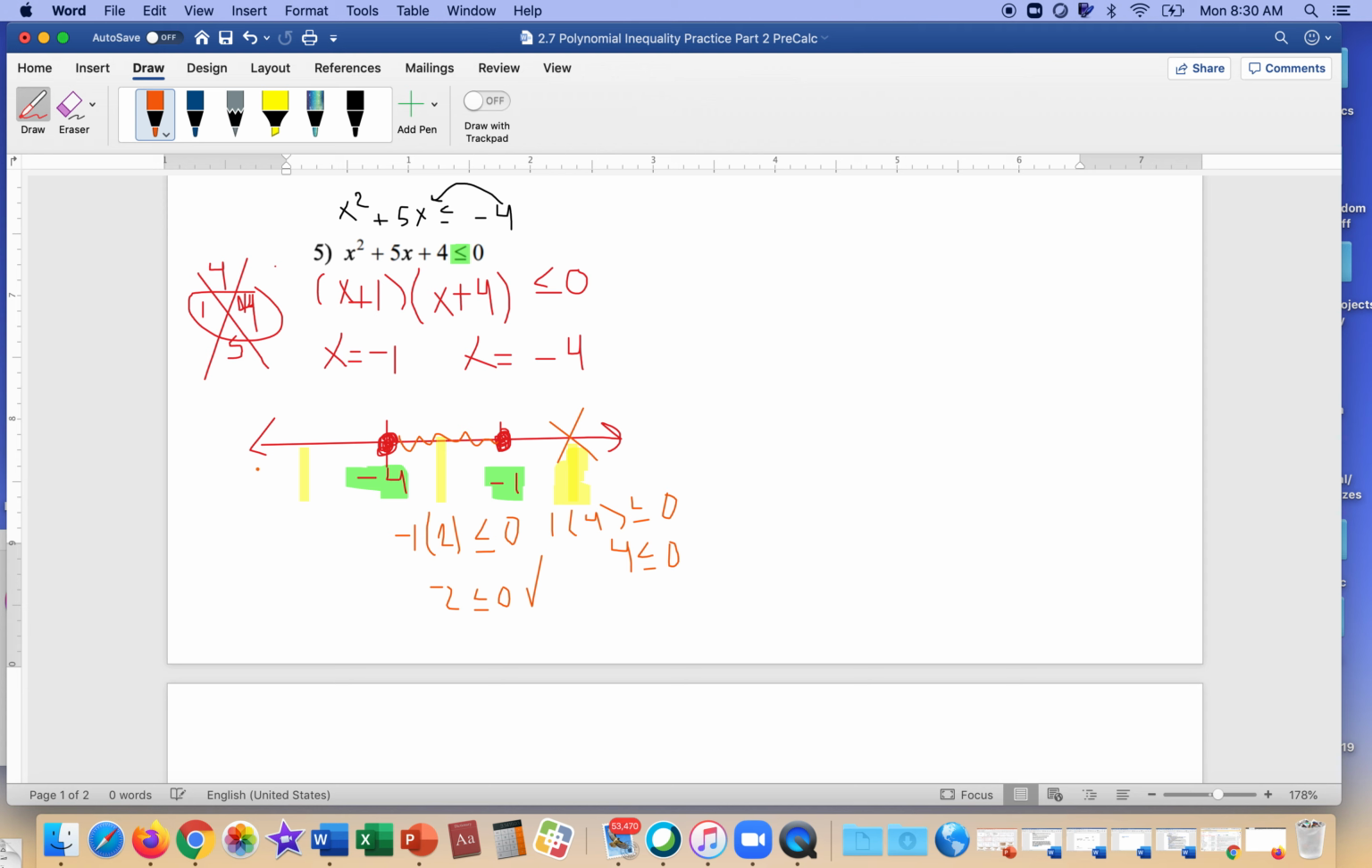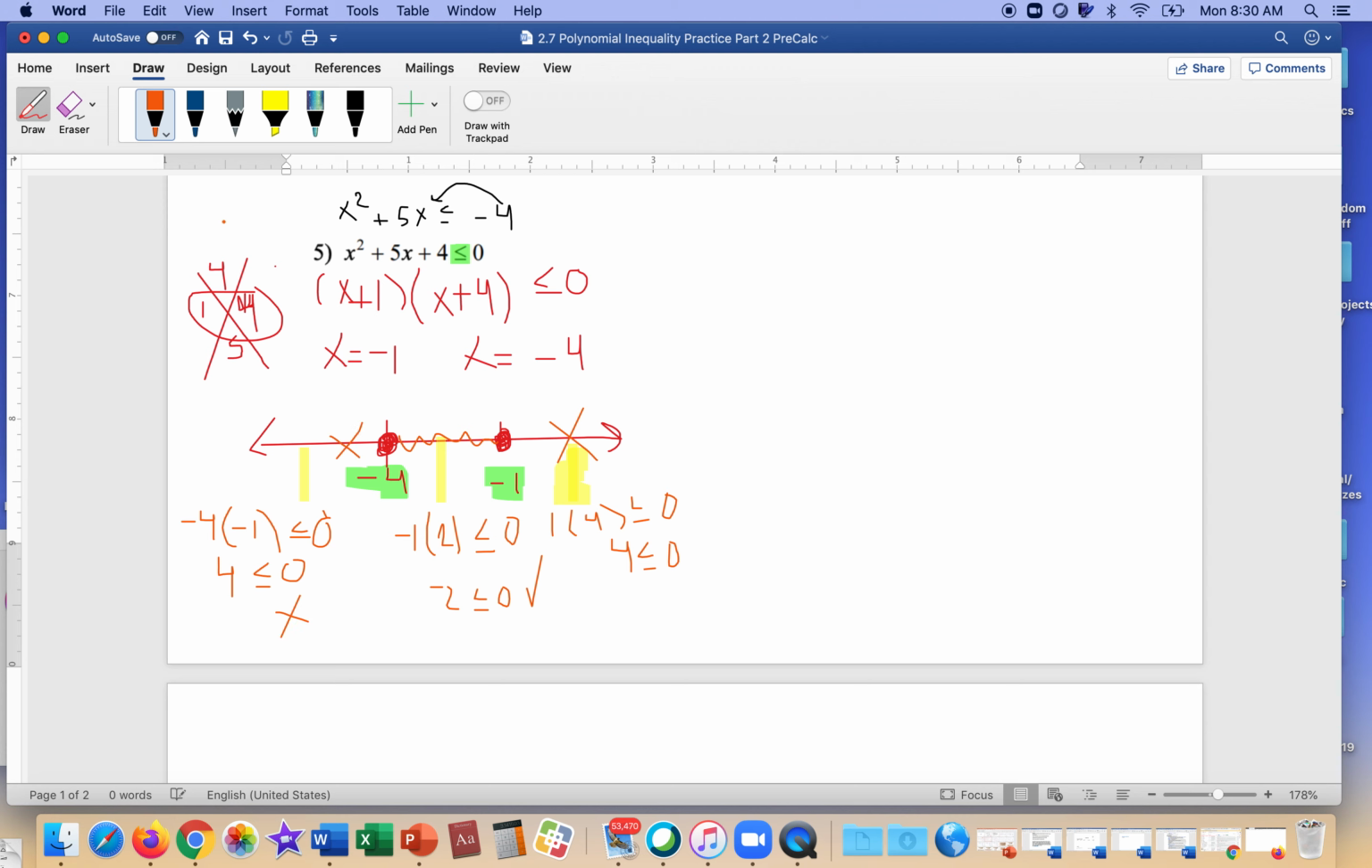Last number, let's try something over here to the left of -4. So let's do -5. -5 plus 1 is -4. -5 plus 4 is -1. So is 4 less than or equal to 0? No, it's not, so we don't shade there.